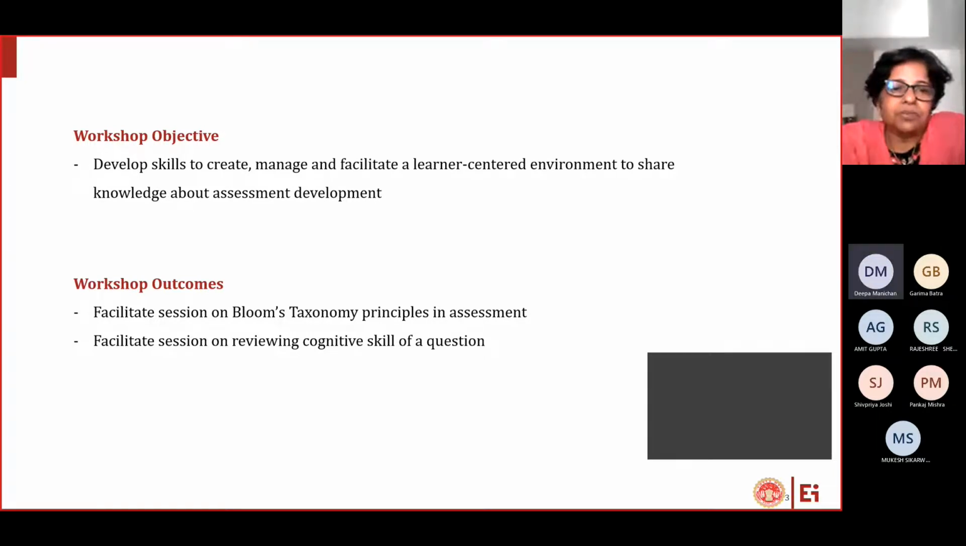And what will be the outcomes for the workshop? For you to be able to facilitate a session on Bloom's taxonomy principles, and to facilitate a session on reviewing the cognitive skill of a question. So the entire thrust of today's workshop is going to be Bloom's taxonomy. To the extent that if anybody wakes you up in the middle of the night and asks you to tell them about Bloom's taxonomy, you should be absolutely confident about doing that. So that is the level of confidence we need to reach. With that in mind, we'll begin the session.